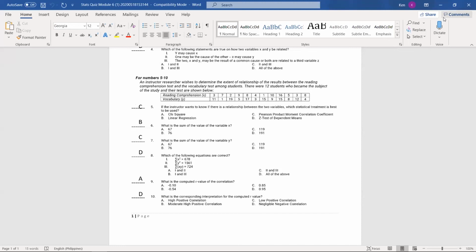Number 10. What is the corresponding interpretation for the computed R value? Yung sagot dyan is D, negligible negative correlation.